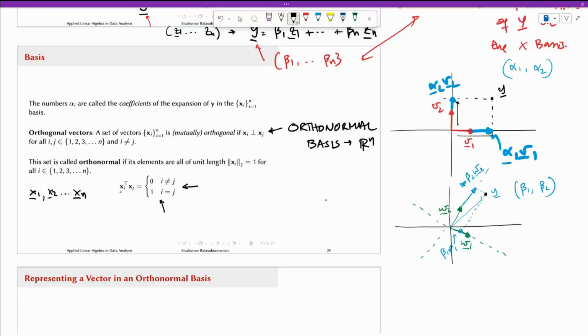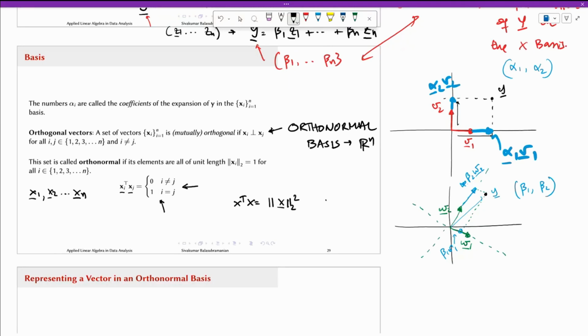If you take the standard inner product of xi with xj, if i and j are not equal, that means two different vectors, then their inner product is 0. That means they are perpendicular to each other. If it's the same vector, if i equals j, what you get is x transpose x, which is simply the 2 norm squared. And we said these are all of length 1 according to the Euclidean norm. That means the inner product of xi with itself will be simply 1.